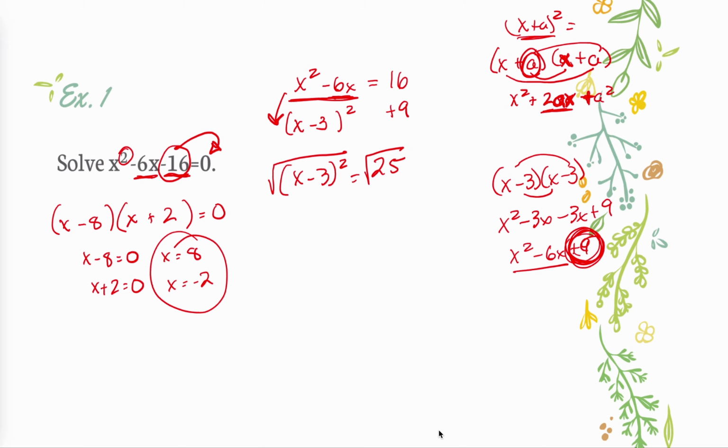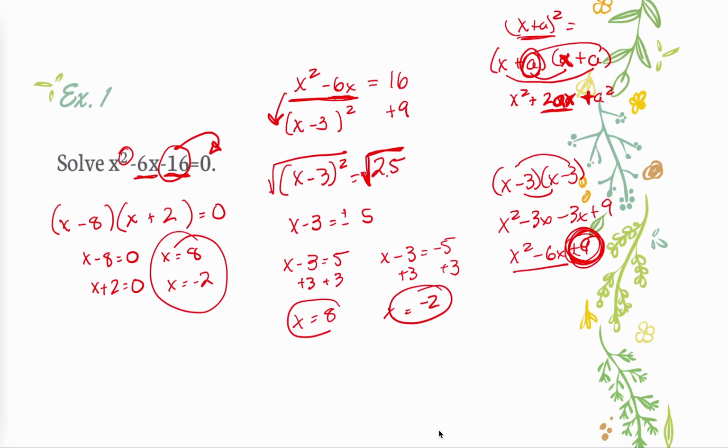Square root both sides. Now remember that this could be 5 or it could be negative 5. Could be positive or negative 5. So do them separately. X minus 3 equals positive 5 or x minus 3 equals negative 5. Add 3 and add 3, and that's either x equals 8 or x equals negative 2, which is the same pair of answers that we got over here.